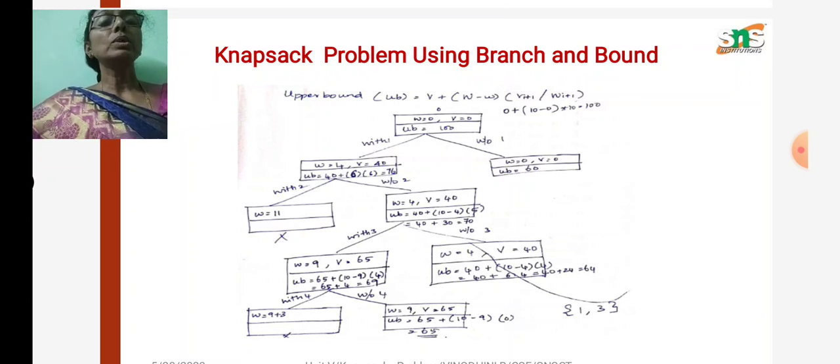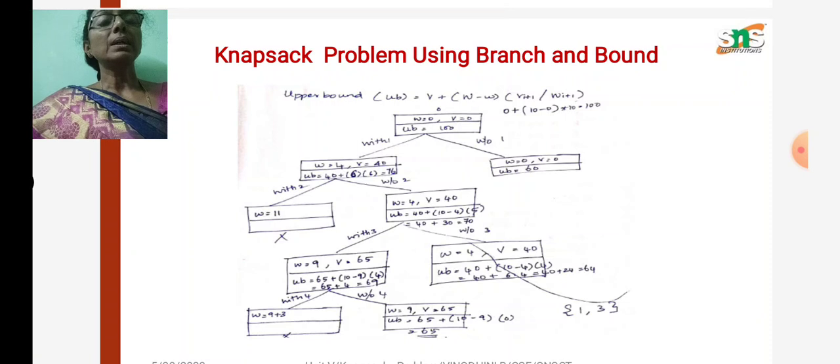Again we go to with 3 and without 3, that is, whether item 3 is included or not. If item 3 is included, our upper bound value is 69. If item 3 is not included, our value is 64. Based on 69 and 64, 69 is the higher upper bound value, so we go to that node.